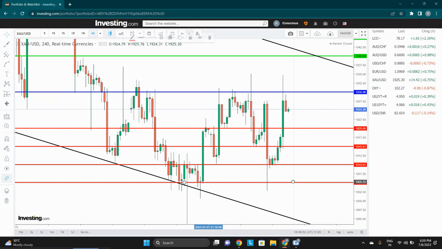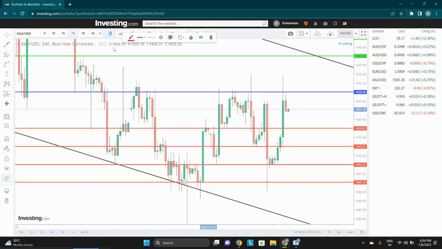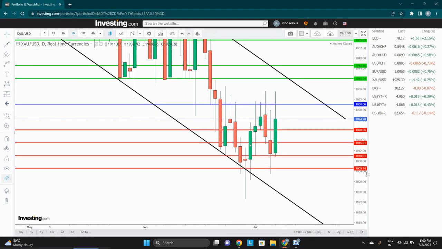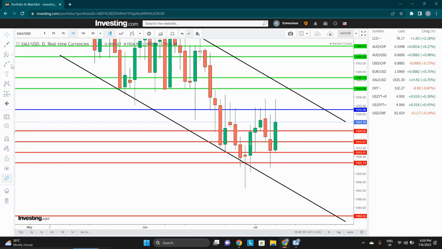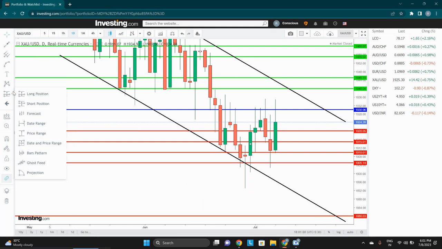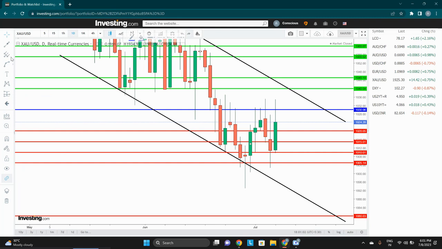So what we can do now, I will switch back to the daily chart, and I will just draw. I'll use my favorite tool, the Fibonacci, once again over here.